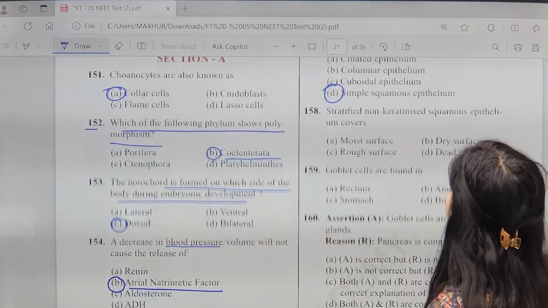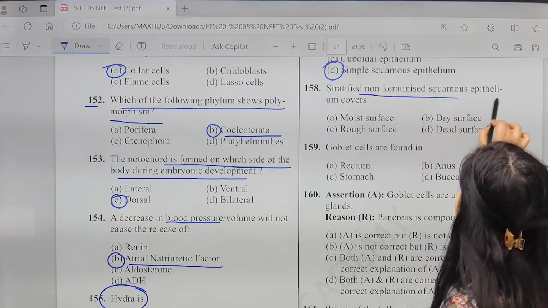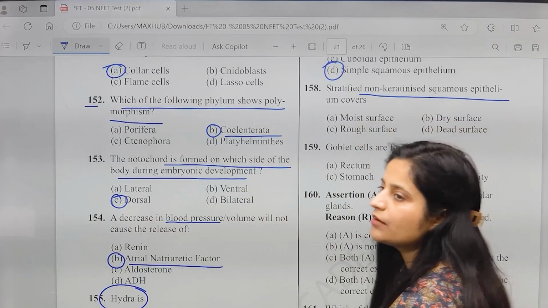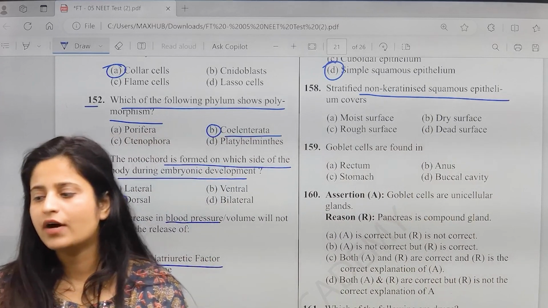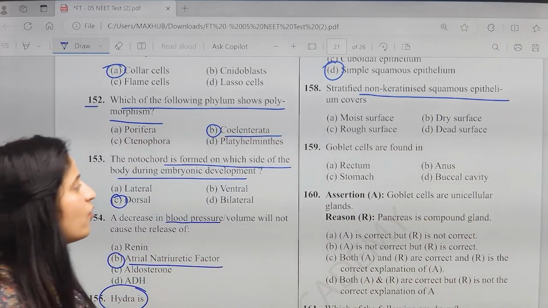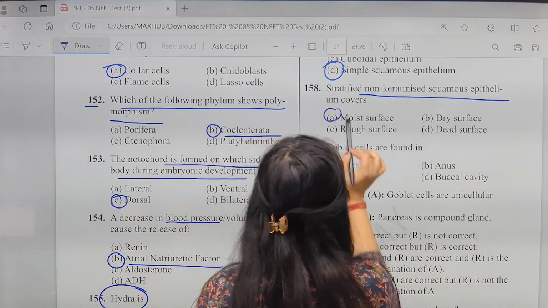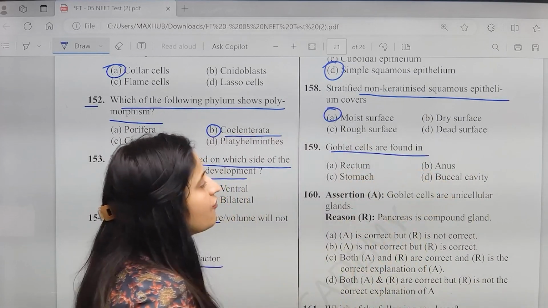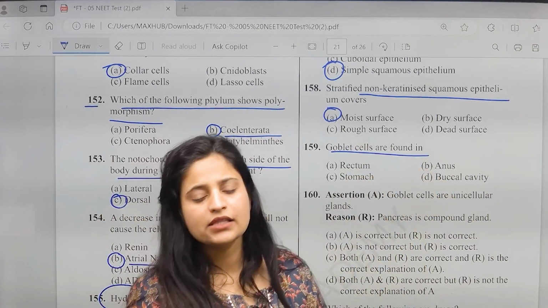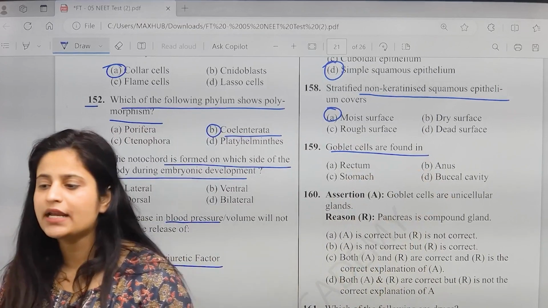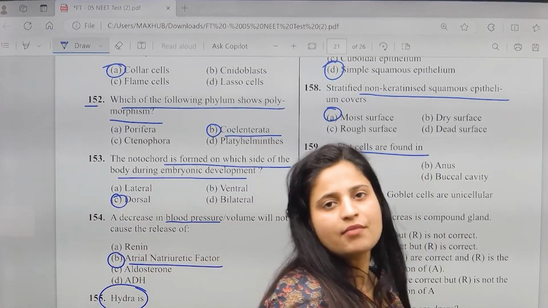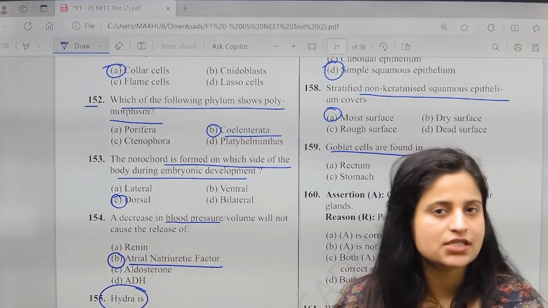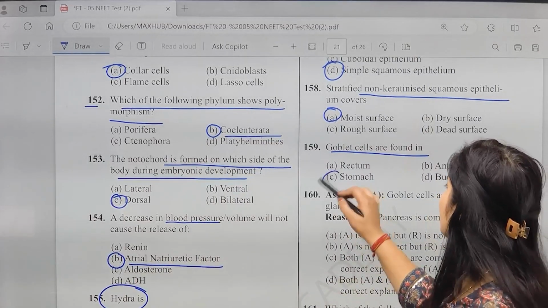The next we have: stratified non-keratinized squamous epithelium covers. What is stratified? Those that have more than one layer. Okay, and it covers the moist surfaces. Goblet cells are found in. Goblet cells are the cells which secrete mucus, and where do you have mucus? You have it in your stomach, because the stomach contains HCl. So the stomach is the answer.